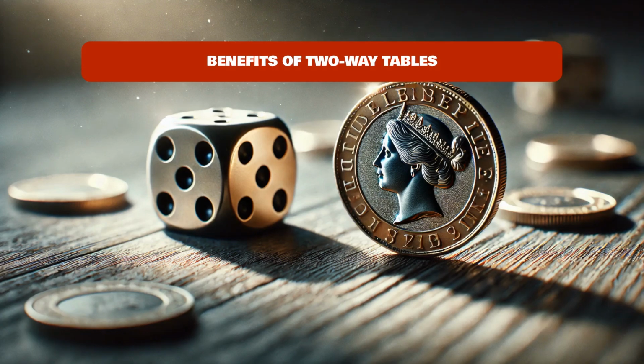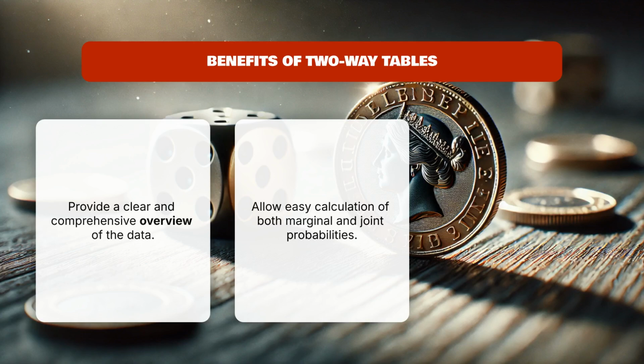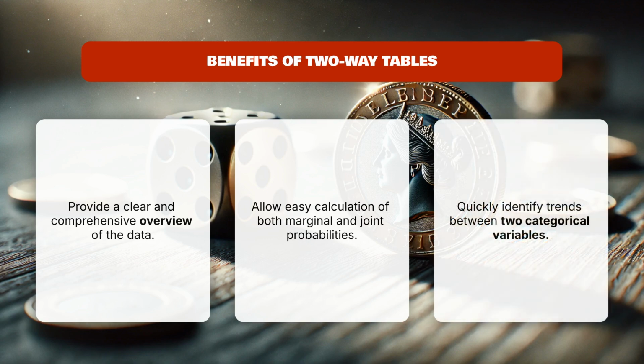There are many benefits of two-way tables. Firstly, they provide a clear and comprehensive overview of data. Secondly, they allow easy calculation of both marginal and joint probabilities. And finally, they help us to quickly identify trends and relationships between the two categorical variables. By organizing and analyzing data with two-way tables, we can make more accurate predictions and better understand the probabilities of different outcomes.